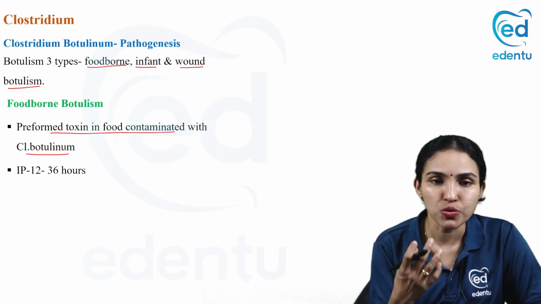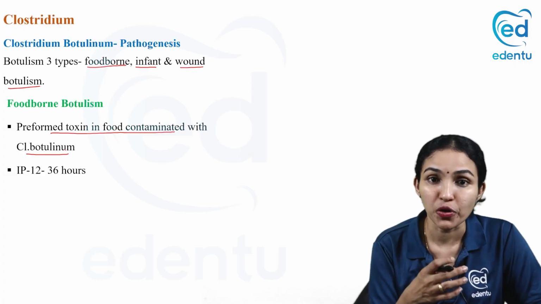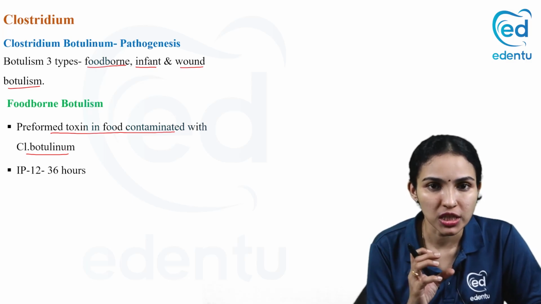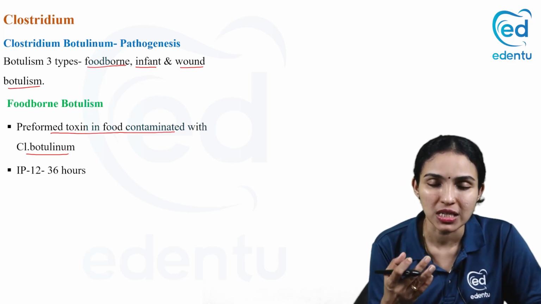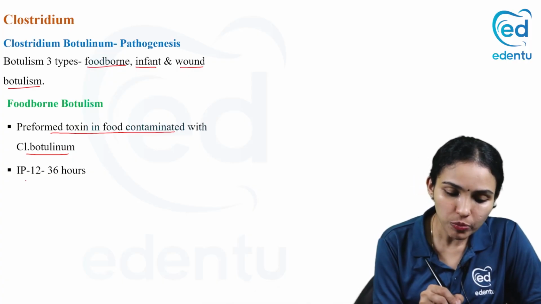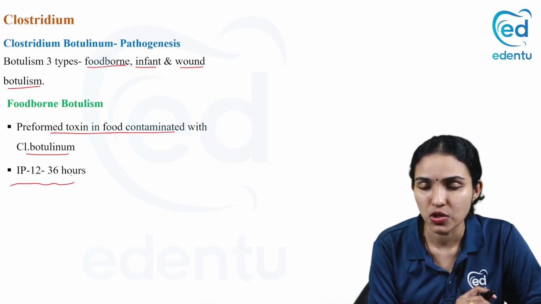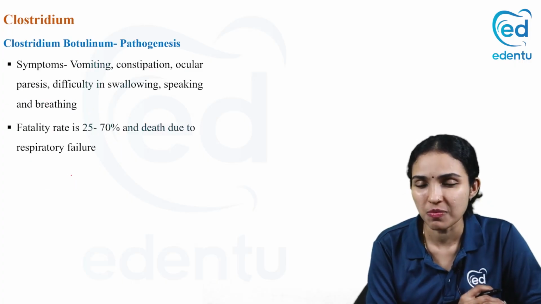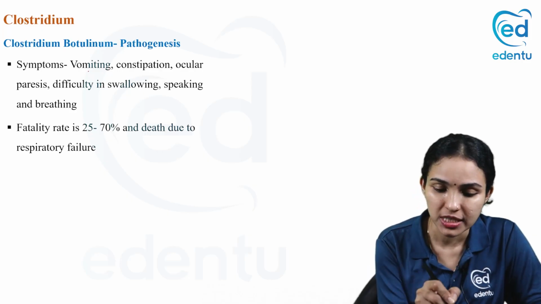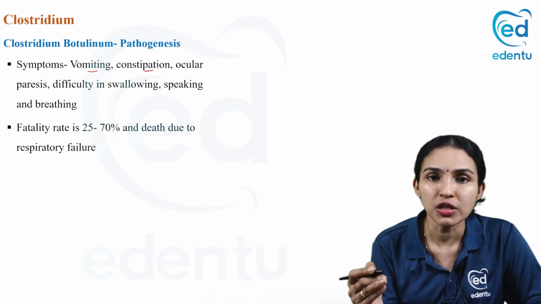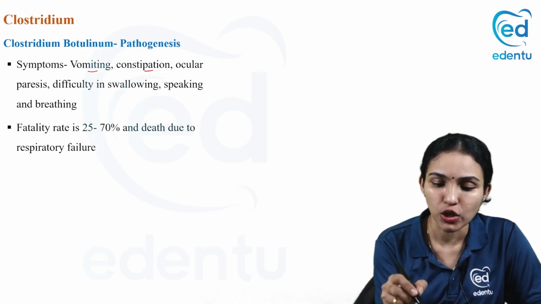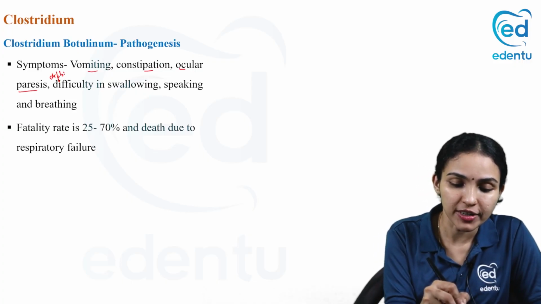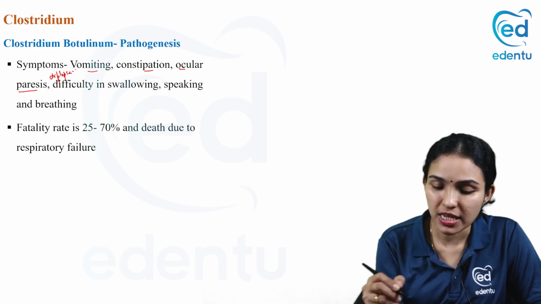If it germinates and produces toxin, the most potent one is type A toxin, but any of the strains can produce toxin. It is produced as a progenitor form. You consume it, it goes into your intestine and gets converted to an active toxin. The incubation period is 12 to 36 hours. Initially there will be intestinal symptoms like vomiting and constipation. Later it moves on to paralytic symptoms like ocular paresis, leading to diplopia, double vision. Then you have difficulty in swallowing.